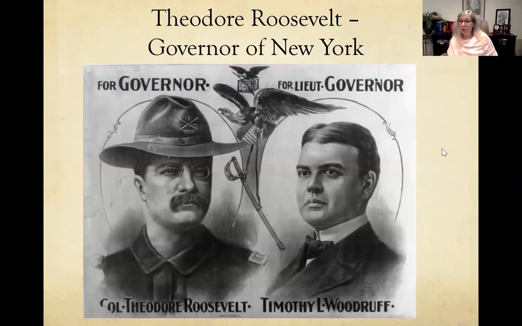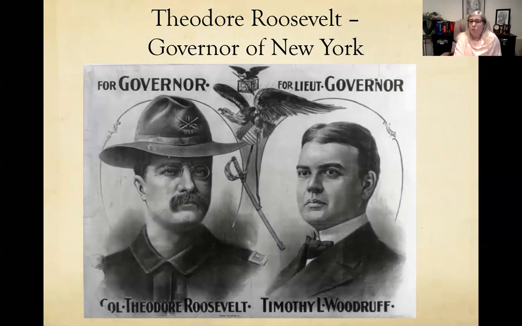So when he goes back to New York, right, he's going to play up this military hero status, and he gets himself elected governor of New York. So now as governor of New York, remember when he was on this crusade when he was police commissioner to clean up the corruption? Well, now that he is governor of New York, he's going to do the same thing, but at the state level, not just the city level.